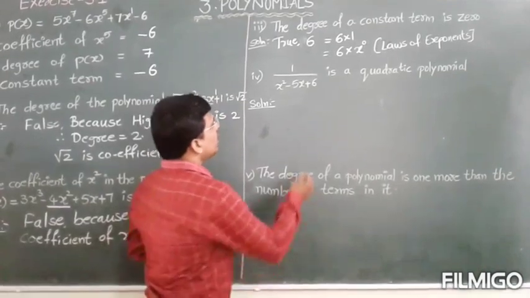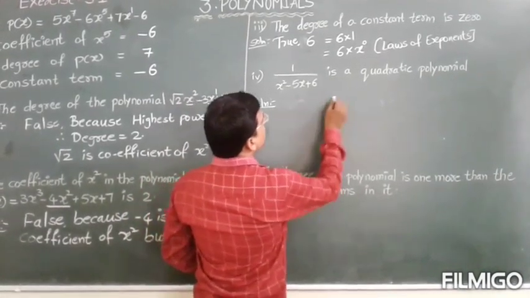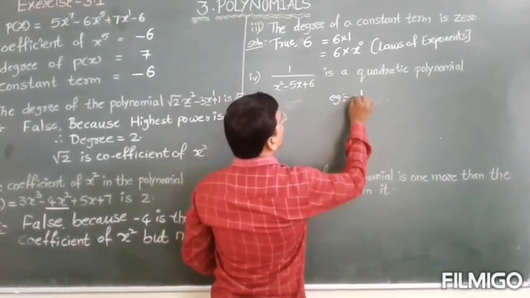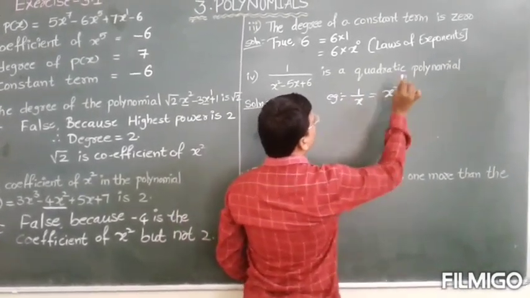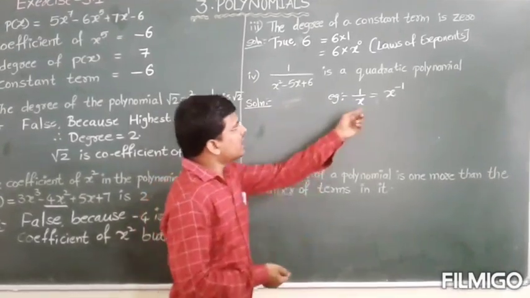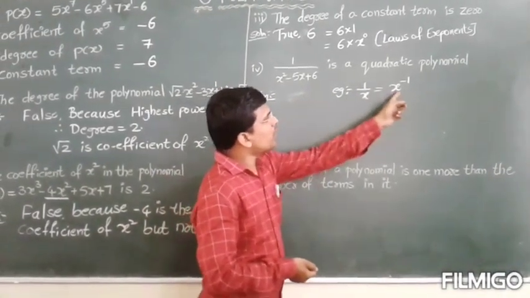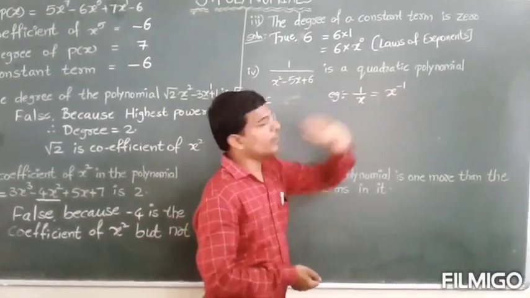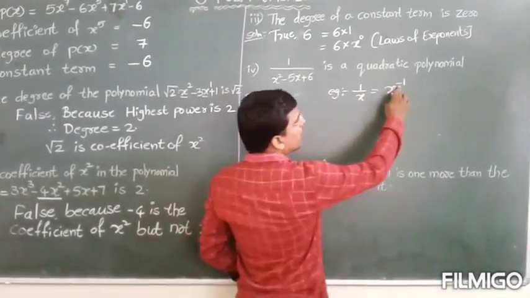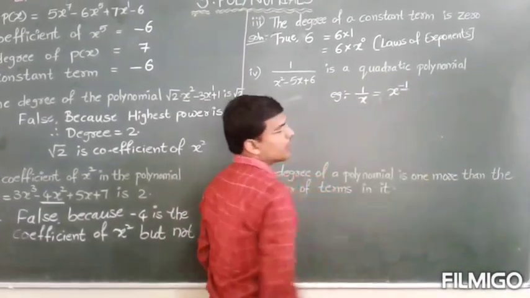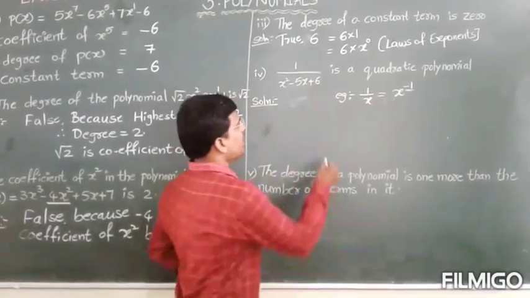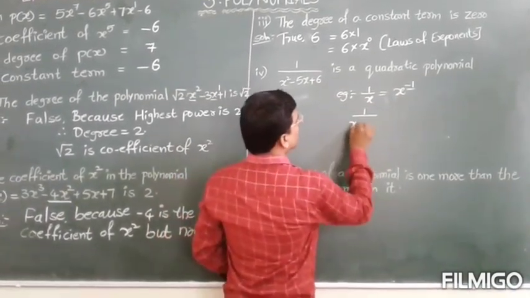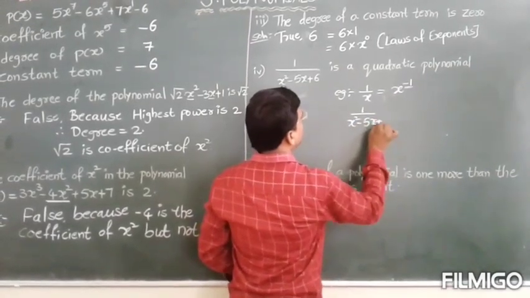No. So generally, for example, if we have 1 by x, how will you write? So we can write it as x to the power of minus 1. When the x is in the denominator, if it goes to the numerator, it will become x to the power of minus 1. Here, what is the power? So power is in negative. So then is it a polynomial? No.